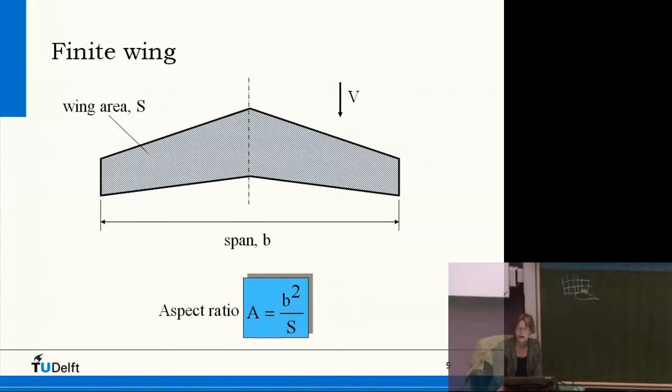So for example, glider wings, have you seen glider wings? They're very thin and long, so they have a high aspect ratio, while commercial aircraft like the Boeing 737 have much lower aspect ratios.